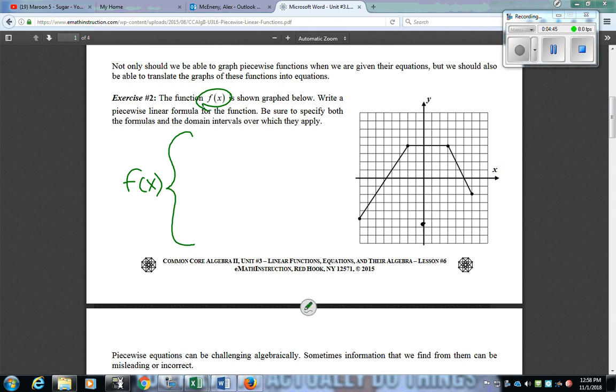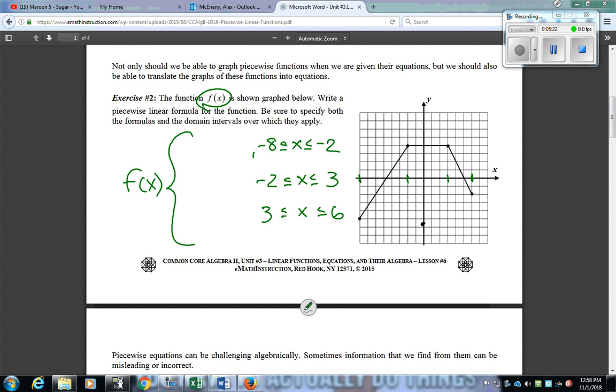Now, for the domain, the first part of the line goes from there to there, which is, in this case, -8 to -2. Now for the second part, goes from -2 to 3. And the third part of the line goes from 3 to 6. And again, I'm getting these numbers from the places where the points start and stop for each section.